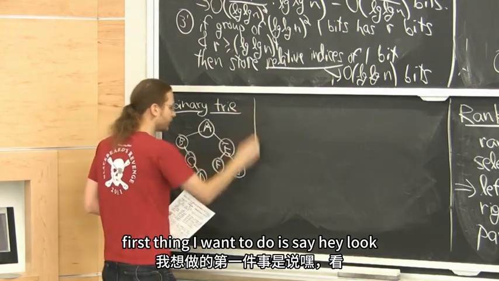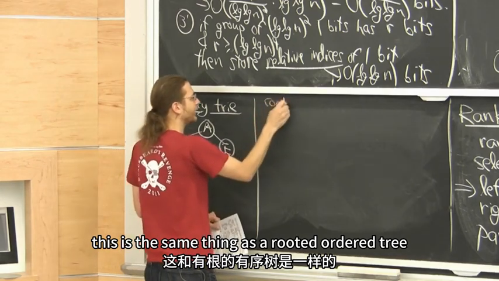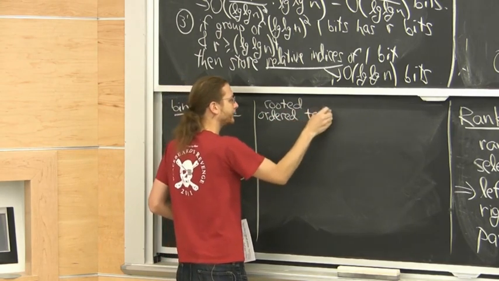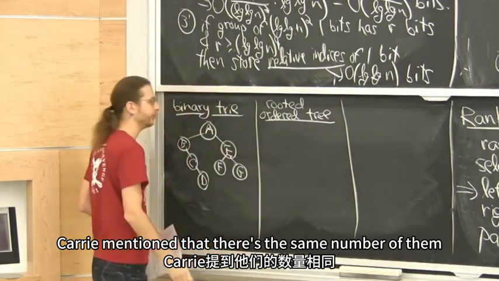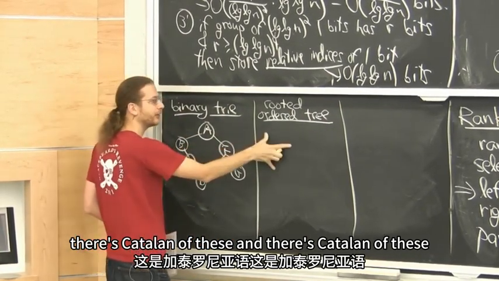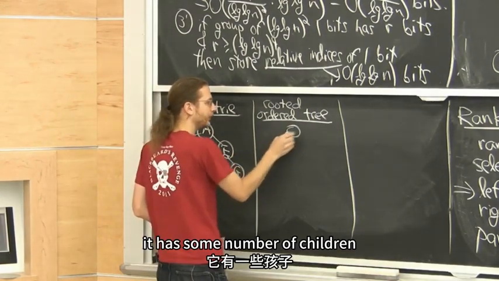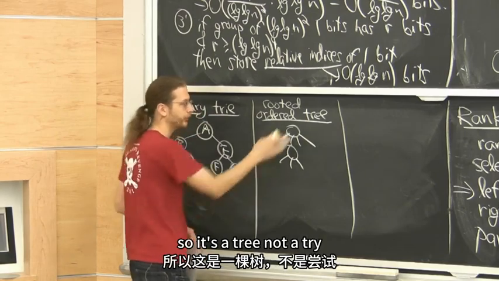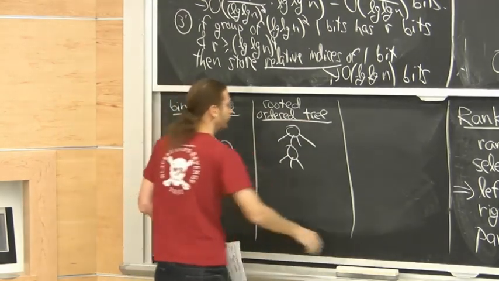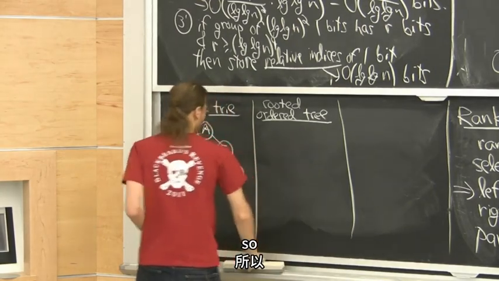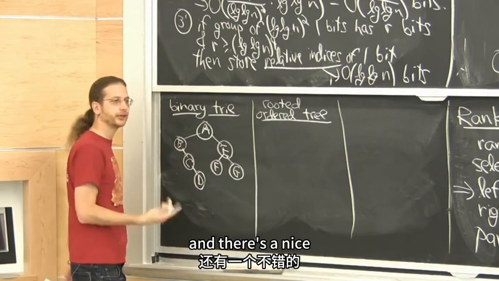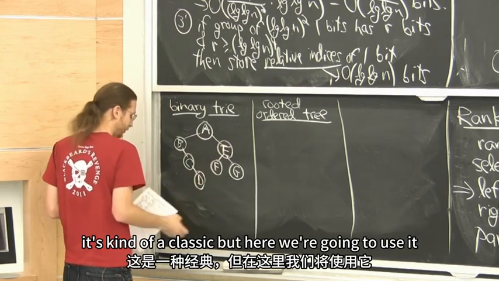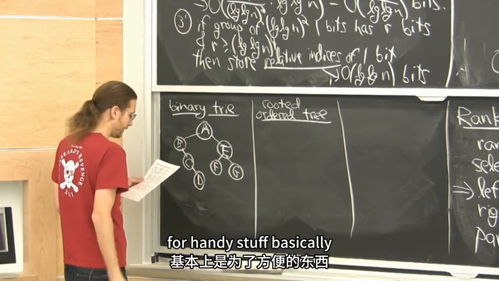First thing I want to do is say, hey, look, this is the same thing as a rooted ordered tree. I already mentioned that there's the same number of them. There's Catalan of these, and there's Catalan of these. So a rooted ordered tree has a node, it has some number of children, and then more nodes. The children are ordered, but they don't have labels on them. So it's a tree, not a trie. So I claim these two things are equivalent, and there's a nice combinatorial bijection between them, which you may have seen before. It's kind of a classic, but here we're going to use it for handy stuff.